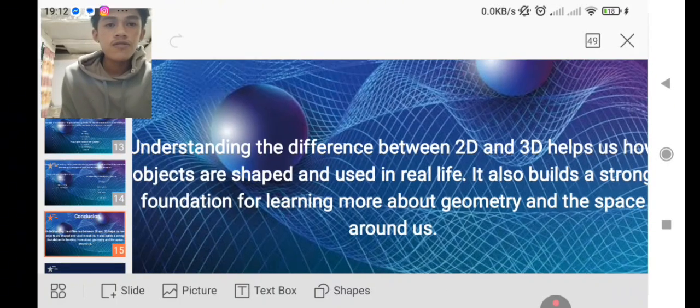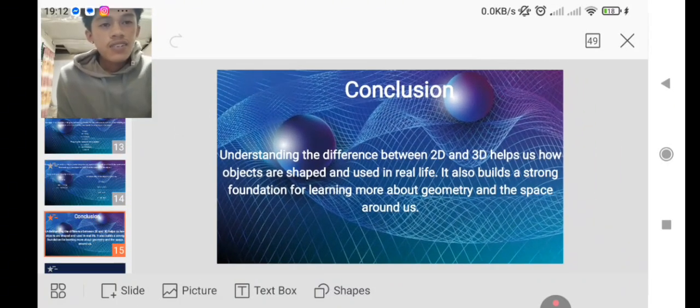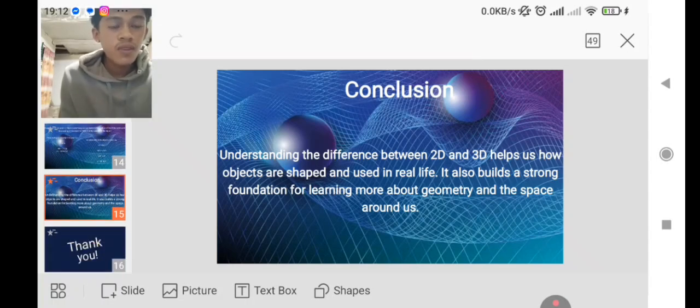So conclusion. Understanding the difference between 2D and 3D helps us understand how objects are shaped and used in real life. It also builds a strong foundation for learning more about geometry and the space around us.